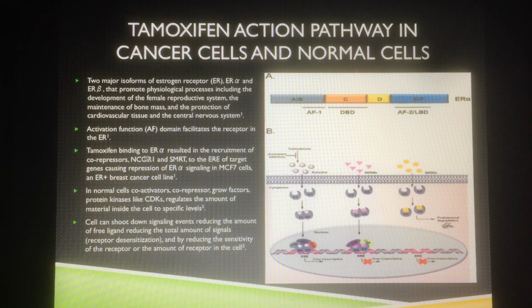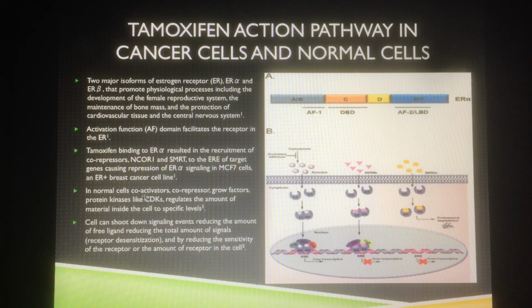So tamoxifen binds to the ERA, resulting in the recruitment of co-repressors, NCOR and SMRT, to the ERE of the target genes, causing repression of the ERA signaling in breast cancer cells. As we can see right here, the SERMs, which is the tamoxifen, bind to the ER receptors, and it recruits the co-repressors, and then gene transcription is inhibited.